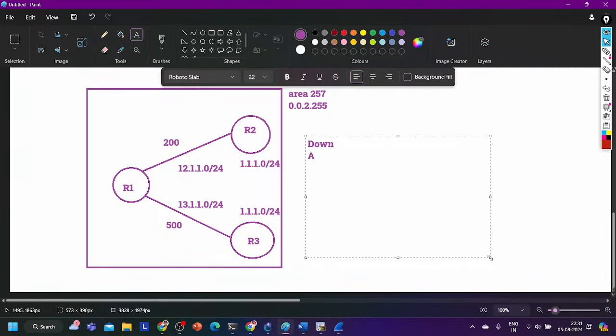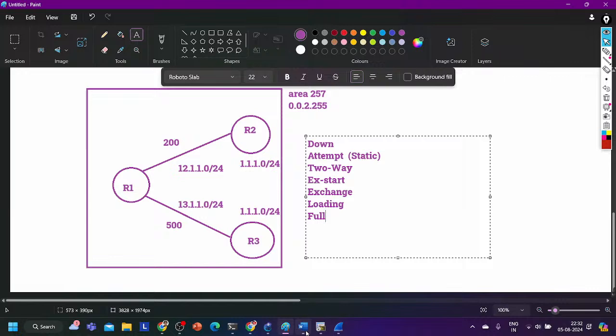Then we have the attempt state, again in case of static neighborship only, right? This is optional. In case of static neighborship you will have the attempt state. In dynamic you will have directly down, after that two-way. And if MTU mismatches, then the OSPF neighbor will get stuck in the state. Then guys, ExStart state, then we have exchange state, then loading state, and after that full state.